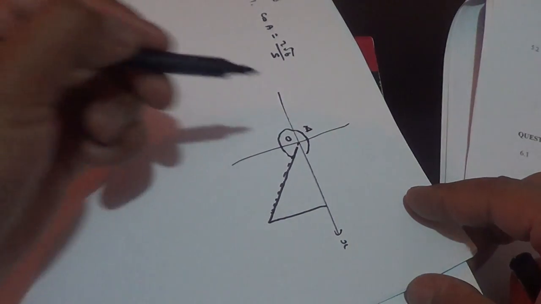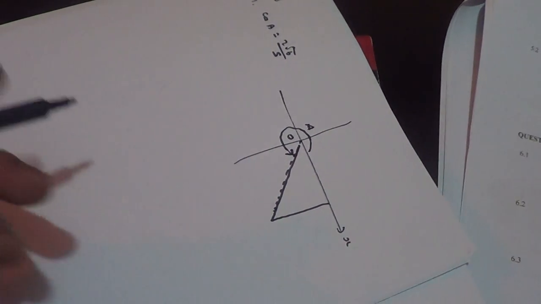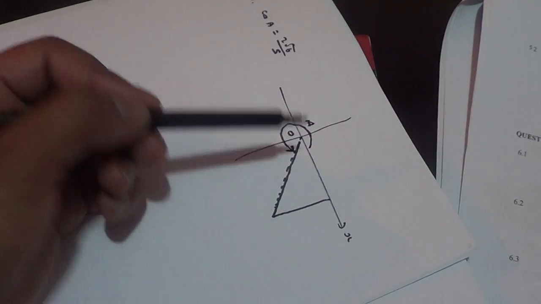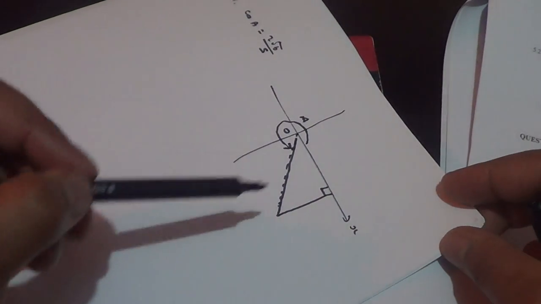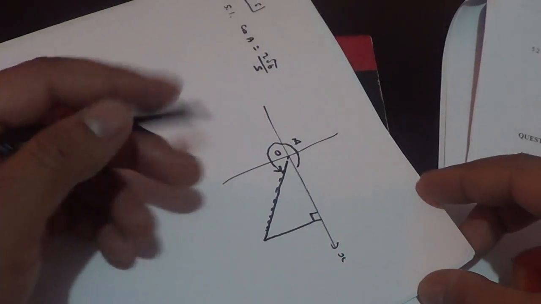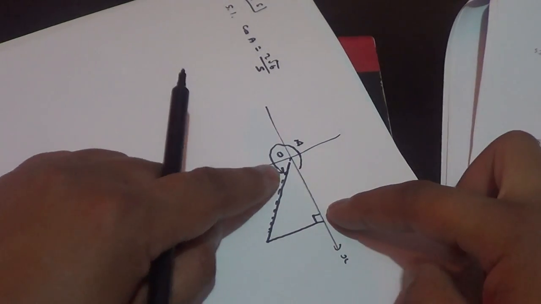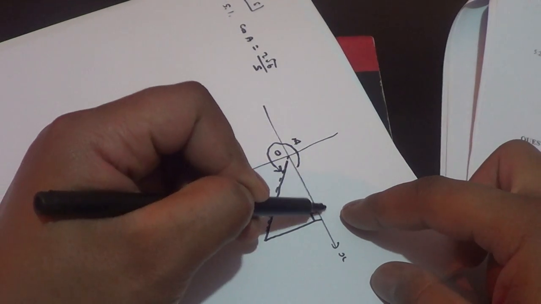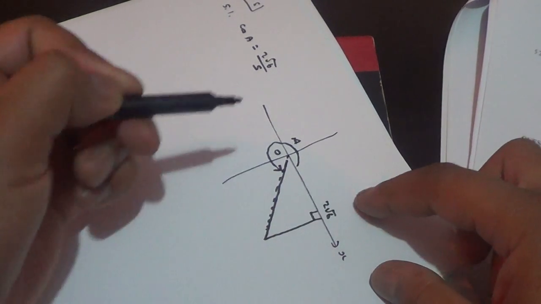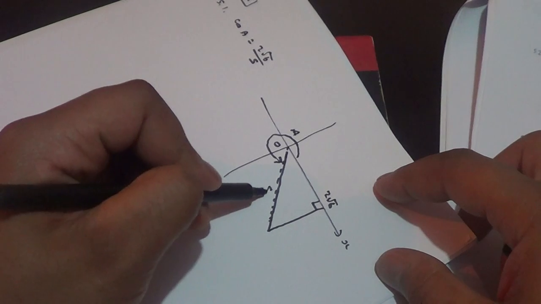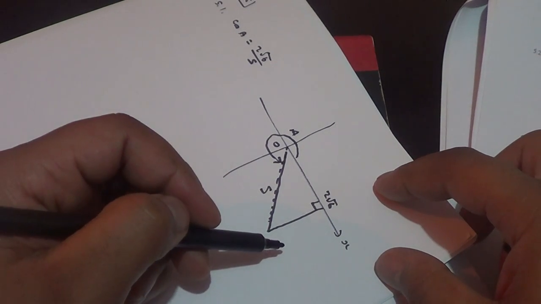Don't worry about how it looks. It looks like a reflex angle, or you can make this one the negative angle. Still okay. But this is the correct way to portray it. And then, of course, cos is defined as adjacent over hypotenuse. So the adjacent here is 2 root 6. Hypotenuse is 5.